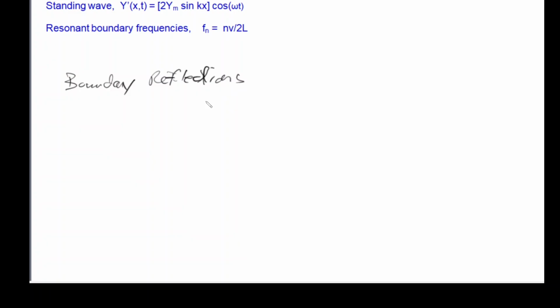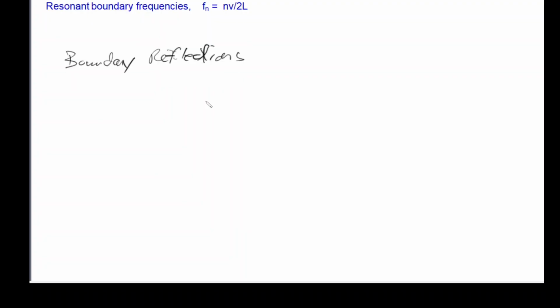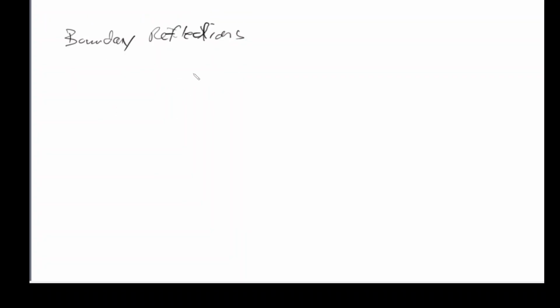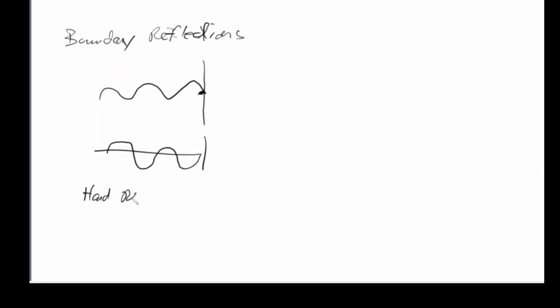So a wave on a string can reflect off a boundary in 2 ways. First, if we have the wave traveling down a string and it hits a boundary that's fixed, it'll reflect and bounce off that boundary, and it actually reverses. And this is called a hard reflection, where one end is fixed and the boundary can't move.